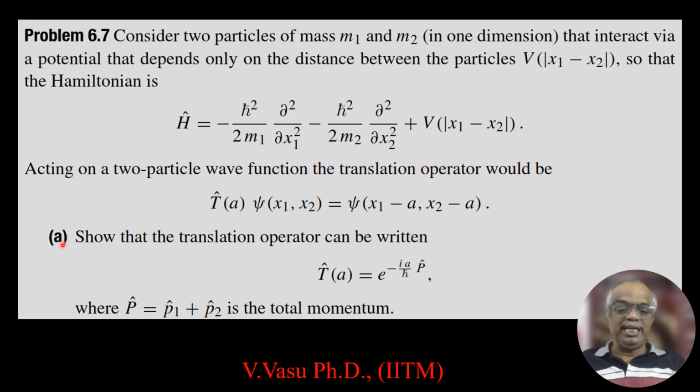Part A is to show that the translation operator can be written as T of a equals e to the power minus i a over h cross times capital P, where capital P is equal to p1 plus p2, that is the momentum of particle 1 and the momentum of particle 2, the total momentum. First we have to prove this.